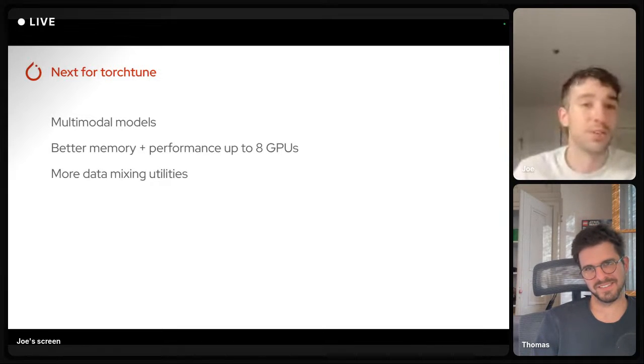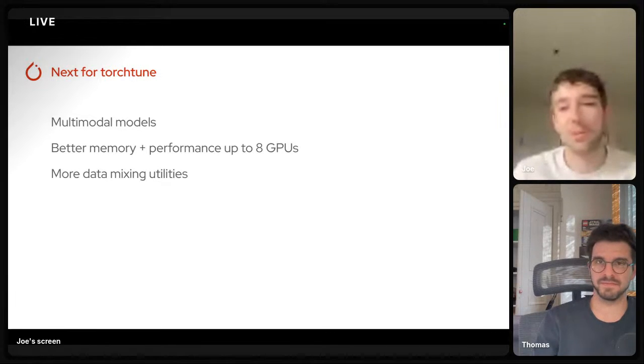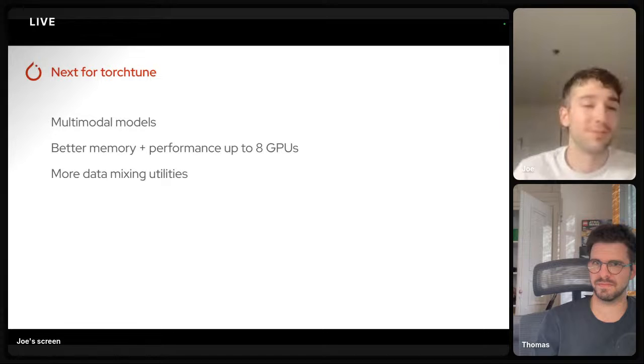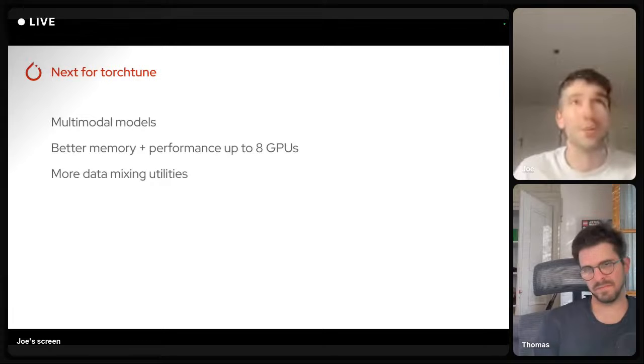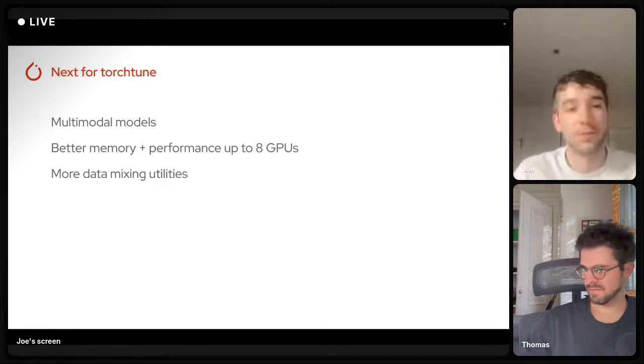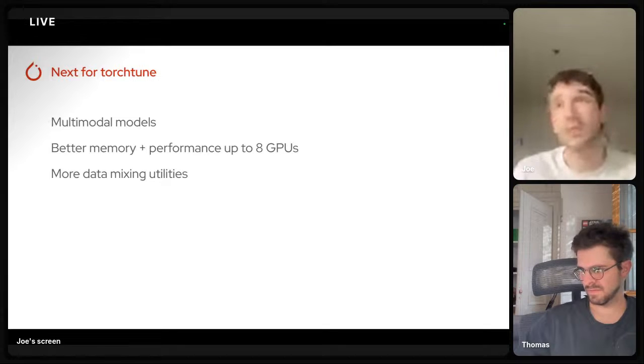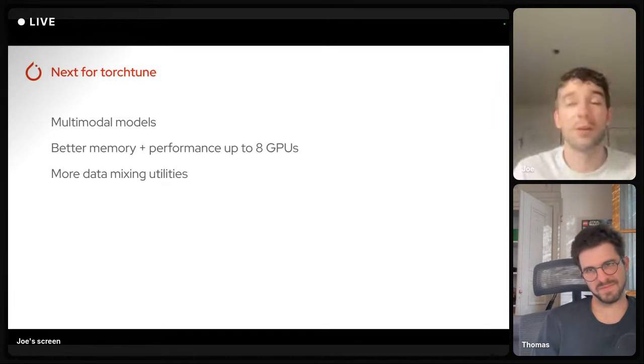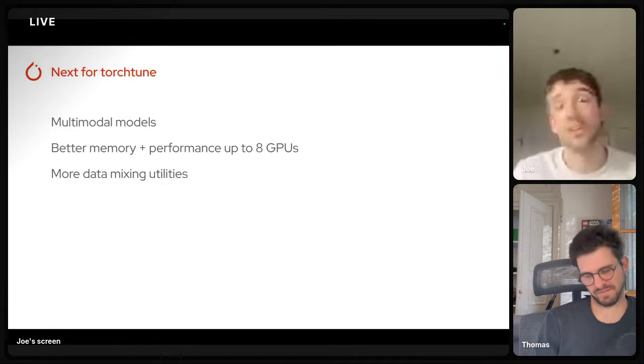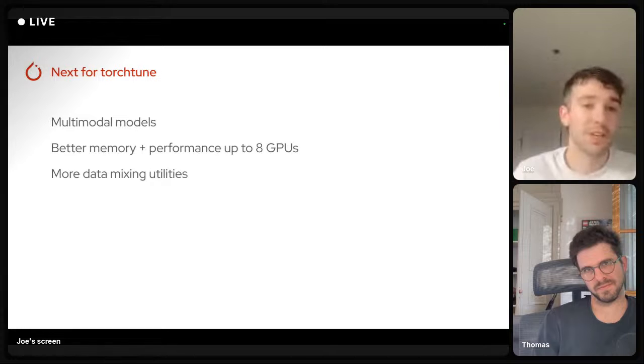We're always interested in how we can tweak memory and performance, primarily focused up to 8 GPUs, but as models get bigger, we might consider some more. And then it all comes back to data. Data is the most important leverage you have to making your model better. So we want to incorporate better data mixing utilities. Things like, if we think this data set is going to be better, maybe we sample it twice as much as a different data set. Some things like that.